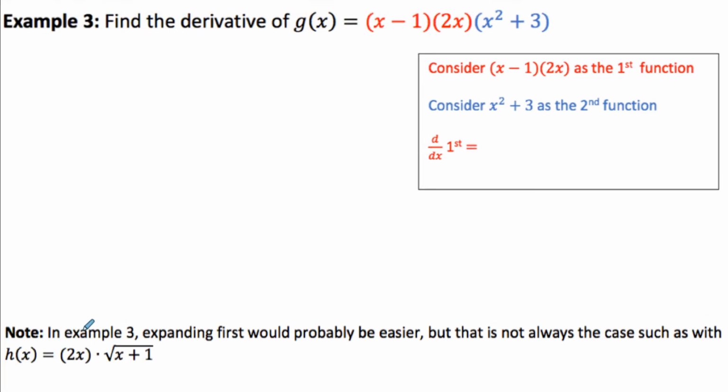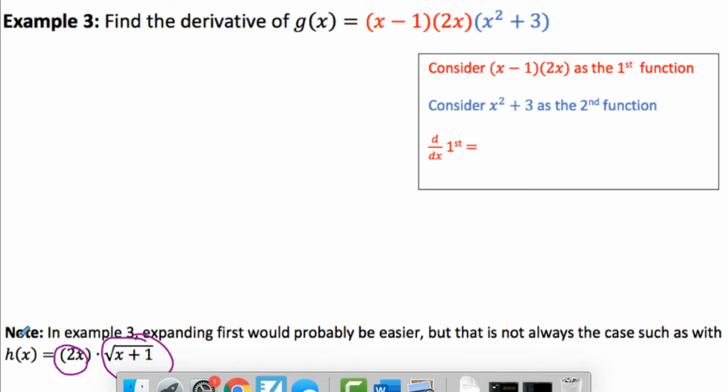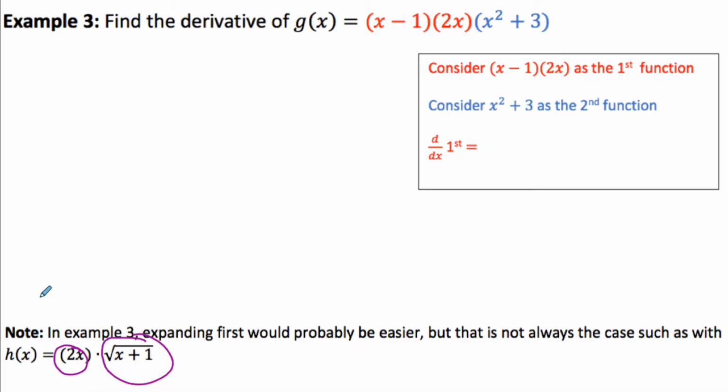Question 3. I can't decide if I like that I put this example in here or not, because realistically we would never use the product rule to find the derivative of this, or I wouldn't anyway. I would just expand it out and find the derivative. But it's going to be helpful to practice a product rule question like this, because let's say we had a product of functions like this down here, 2x times the square root of x plus 1. If you're finding the derivative of that product, well, you can't expand that out.